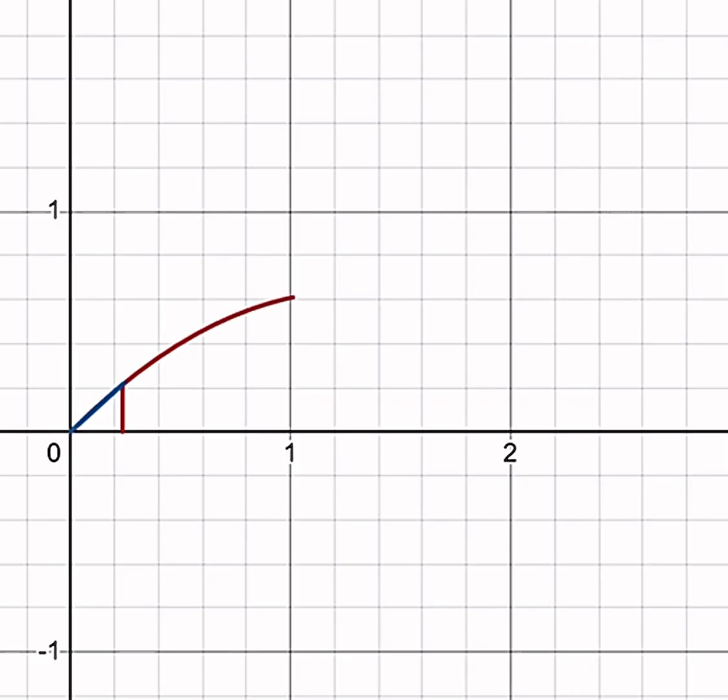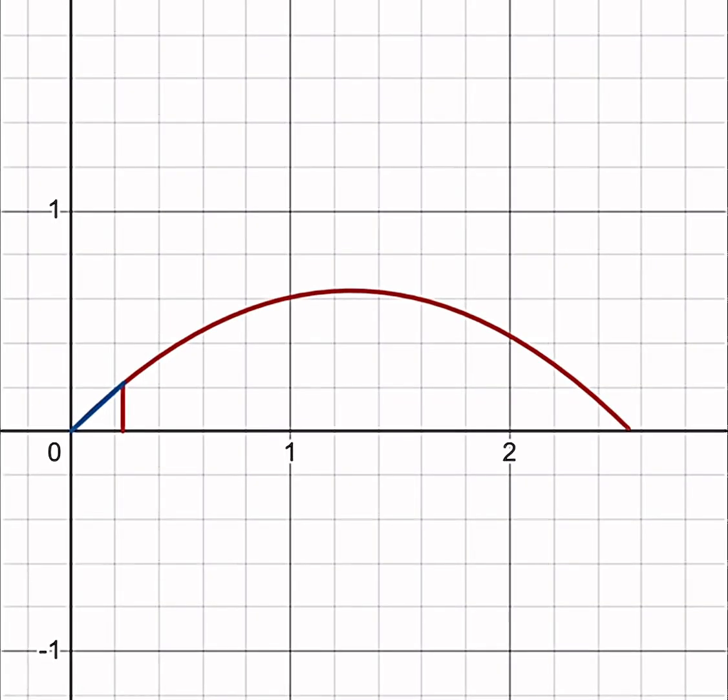And then just for fun, I graphed the trajectory of the object here with the angle of 45 degrees, which gives it its maximum range.